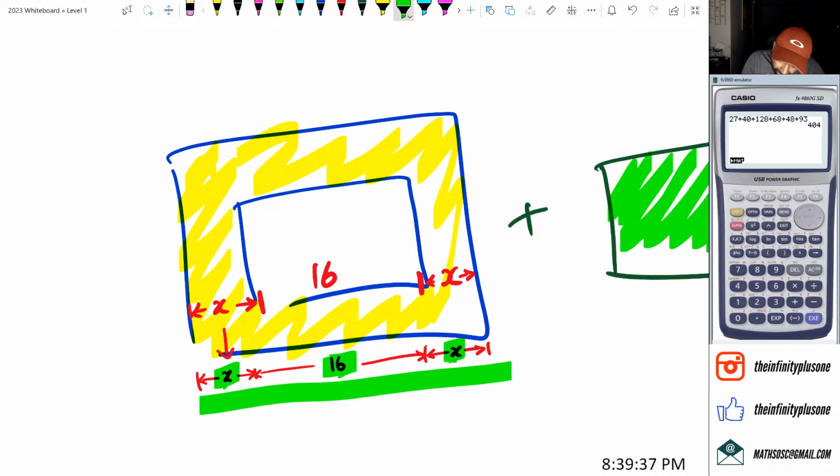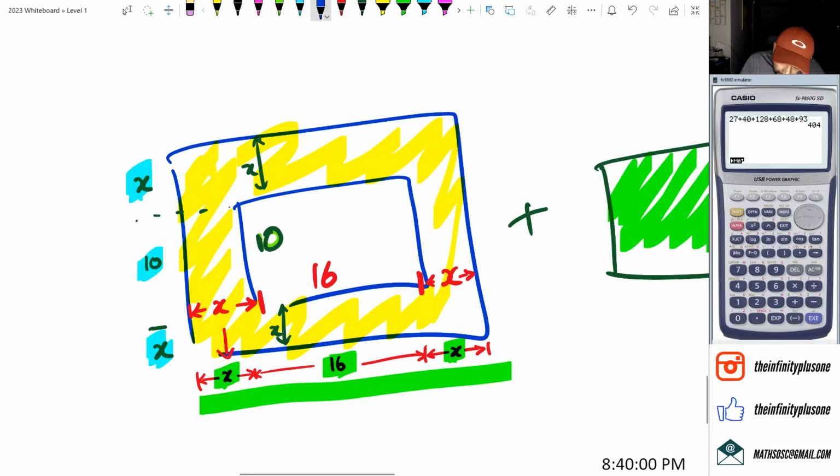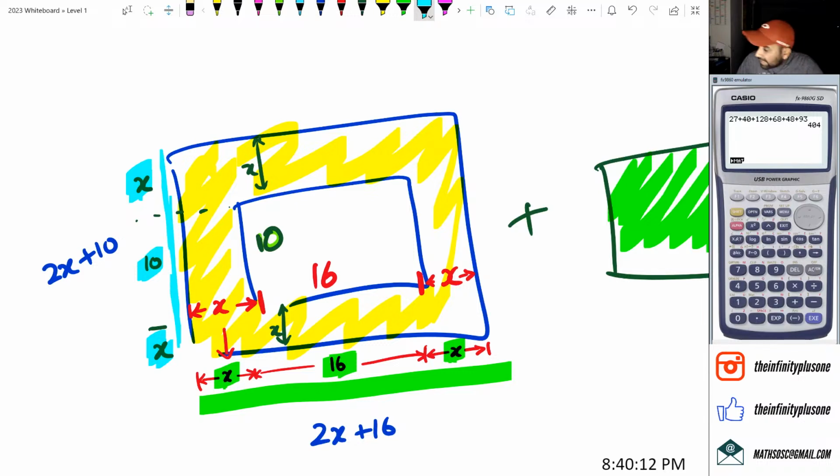And likewise, if I look at the height, I'm going to do the height in a different color. You've got 10. You've got x from there to there. You've got x from there to there. So which means you've got x, 10, x. So then this would become x plus x, which is 2x plus 10. So here you get 2x plus 10. Here you get 2x plus 16. Because the blue part is the entire height of that rectangle.